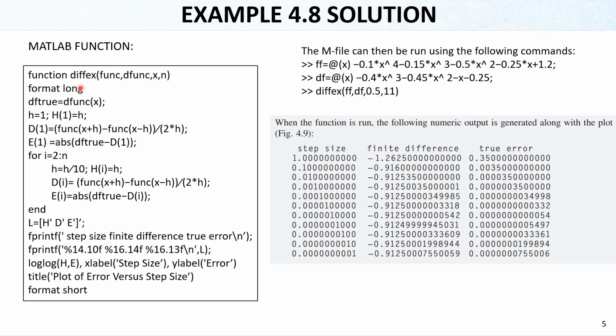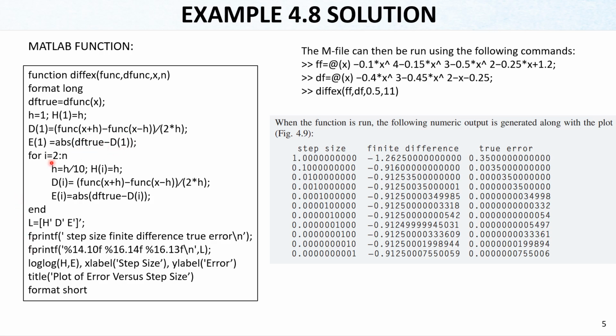The true value is calculated by the function value. Here we will have the step size starting from 1, and the difference value is actually (f(x plus h) minus f(x minus h)) divided by 2h. We know this already mentioned. This is the standard difference function, and E1 is the absolute true minus D1 value. D1 is the prediction. The true value is this.